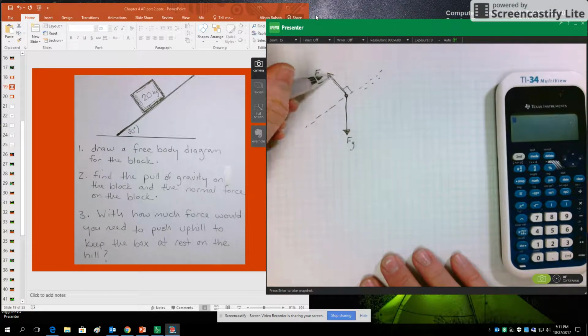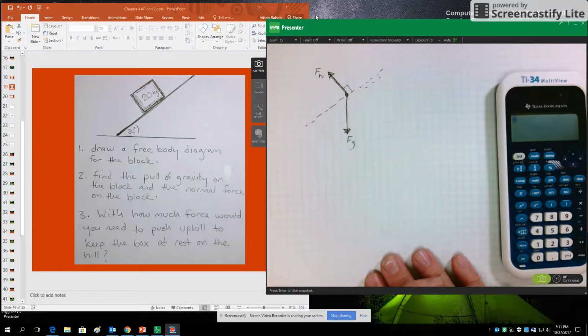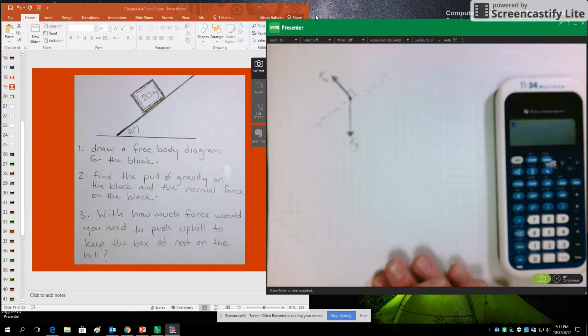You'll notice that I drew, or I hope you'll notice that I drew this normal force to be shorter than the pull of gravity force. And that's because on an inclined plane, the normal force is less than the pull of gravity. And I'll show you that now.